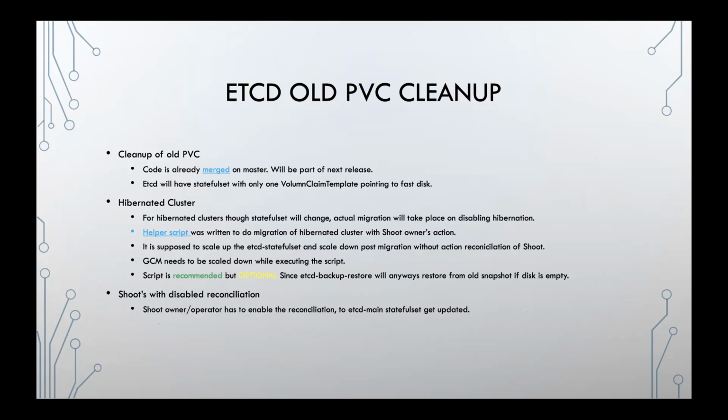Now, we have two PVCs in the cluster, out of which one PVC is basically idle, the old volume associated with the old PVC. We have already written cleanup code to delete this old PVC and old volume, and this is already merged with master, but because of communication, we will probably have it as part of the next release. Since then, the etcd stateful set will have only one volume claim template, in which the storage class is pointing to the new disk.